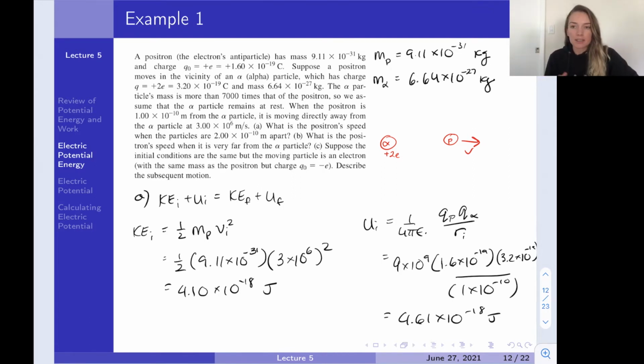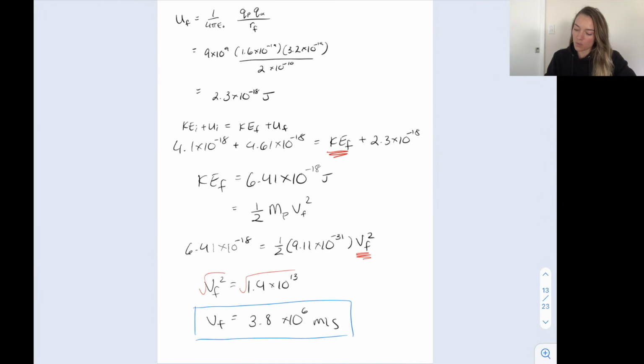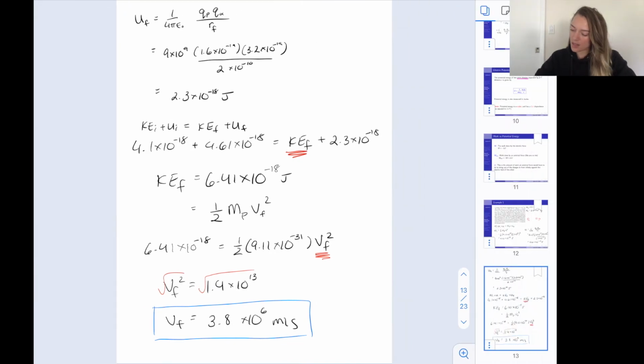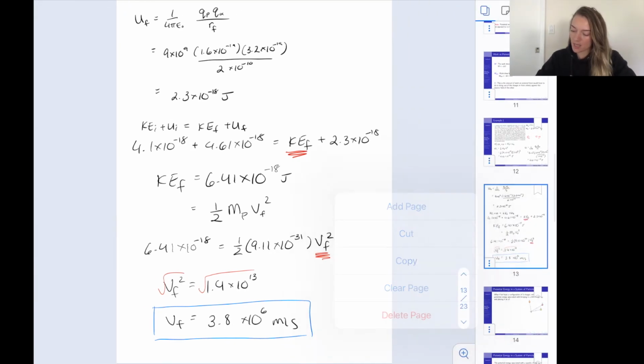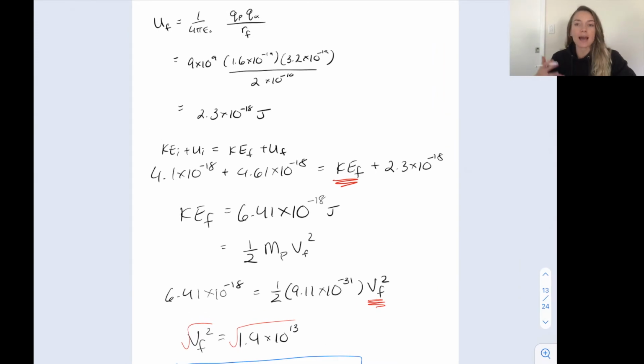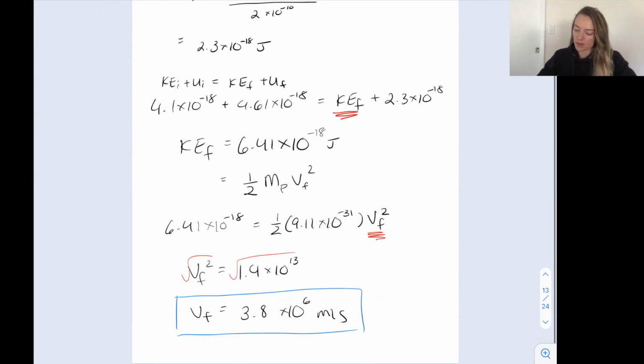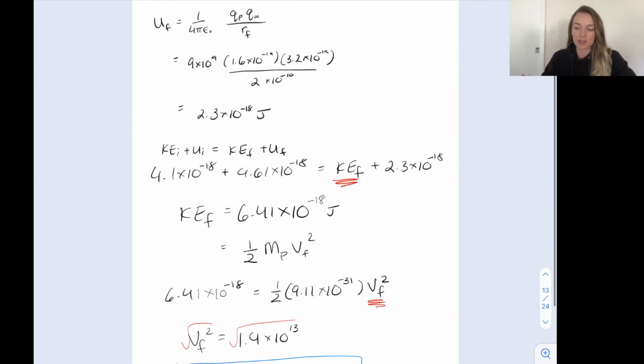All right, so all we did here was just use conservation of energy and our formulas for kinetic and potential energy to find that final velocity. All right, now let's do part B. So part B, what is the positron's speed when it is very far from the alpha particle? What that means is they're just saying what is the positron speed when it's basically at infinity compared to the alpha particle. So they want you to take the distance to infinity.